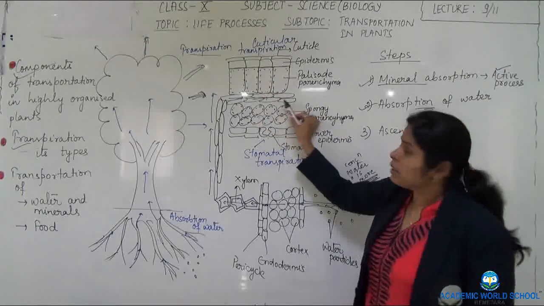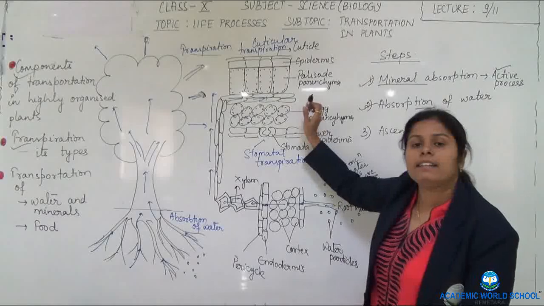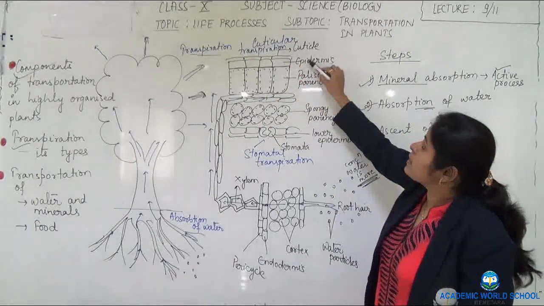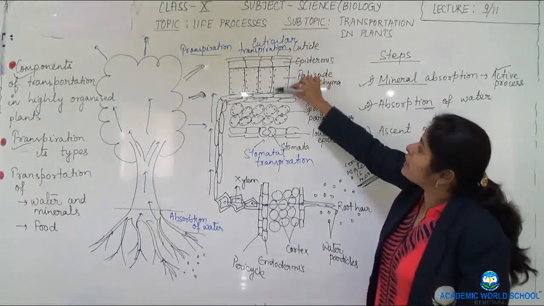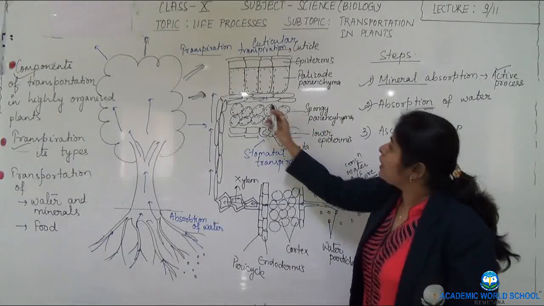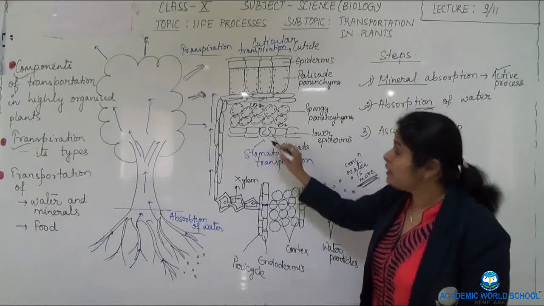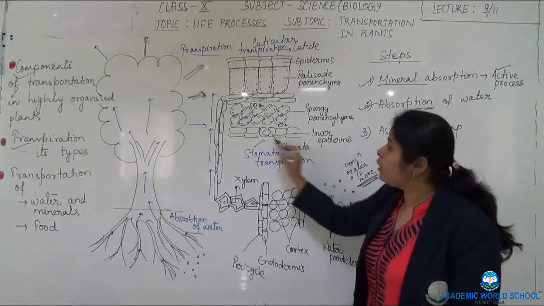This is the midrib. This is the structure of leaf which we have already read in the first video, right? This is the upper epidermis. This is the palisade parenchyma, these long elongated cells. This is the midrib. This is the spongy parenchyma. Here you will get carbon dioxide and oxygen. Here air spaces are there, and here exchange of gases takes place through stomata. This is the lower epidermis.